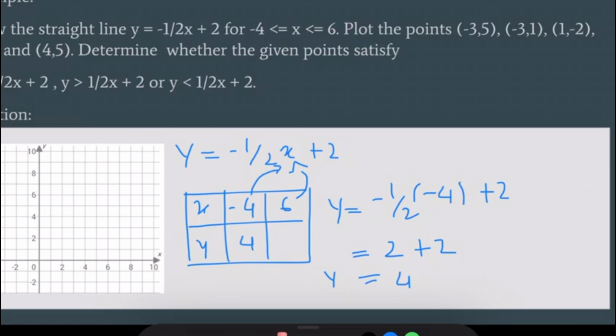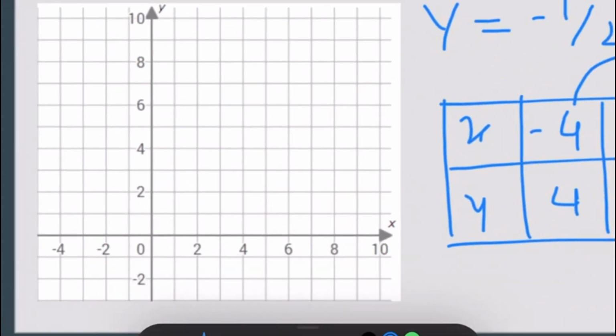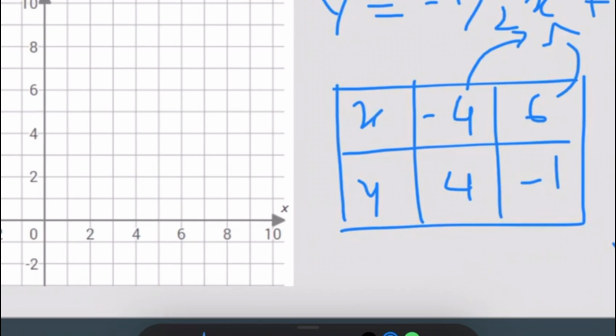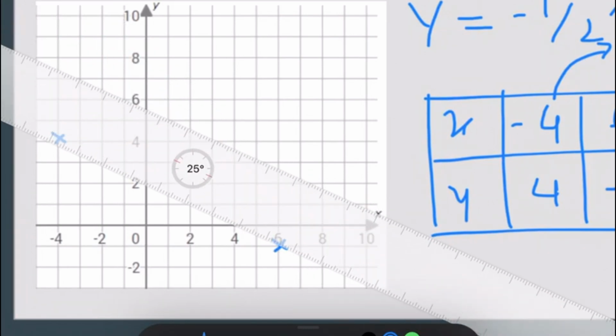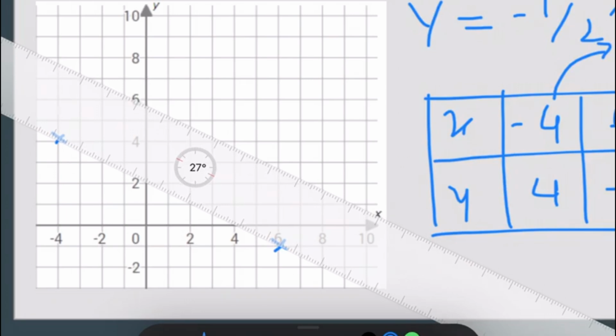Then for this space, we put 6 inside it. So we are left with negative 3 plus 2, which is negative 1. So we have negative 4, 4 and 6, negative 1. Plot it in the graph. So we have a straight line here.